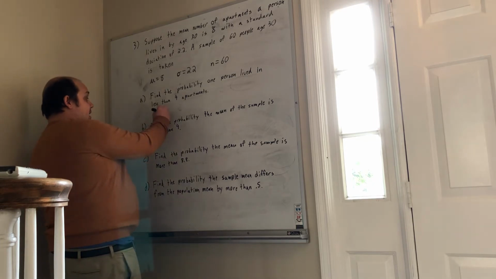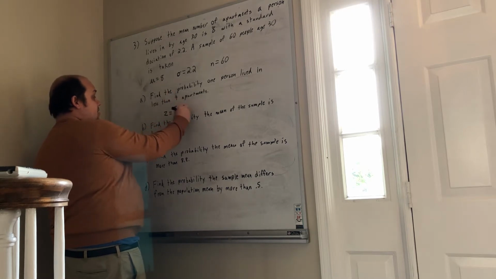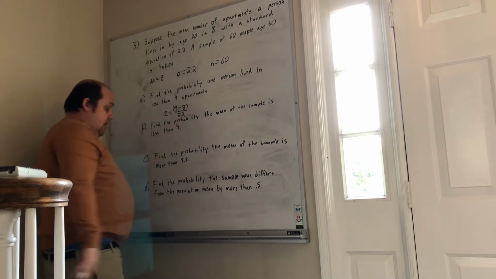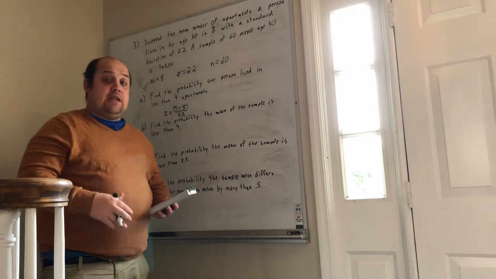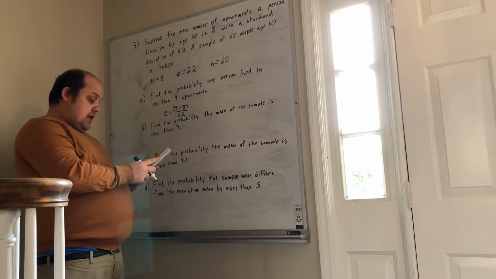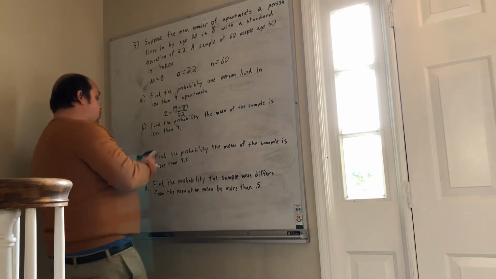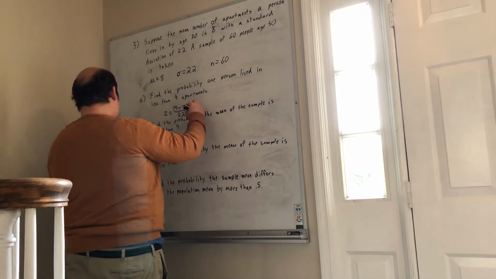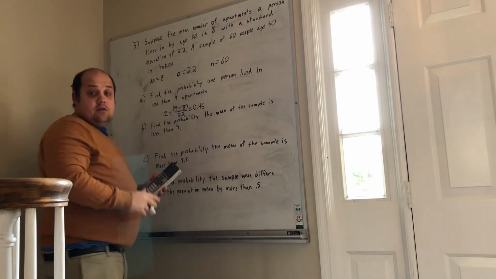So for this one, I set up my z-score as the 9 apartments that we're looking for as my x, minus the given mean of 8, divided by the original standard deviation of 2.2. Here we're using the original standard deviation because they asked about one person, not the mean of the sample. When I put this into my calculator, 9 minus 8 divided by 2.2 gives me a z-score of 0.45 repeating. Since I only want the first 2 decimals, I'm going to call it 0.45.